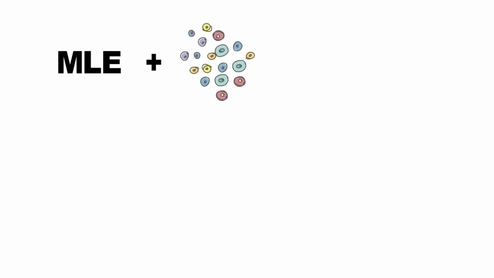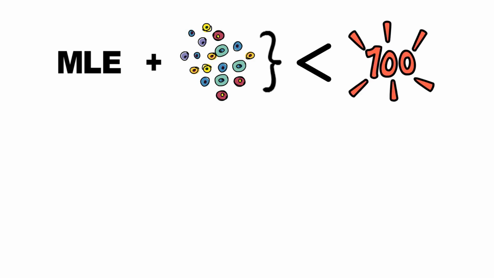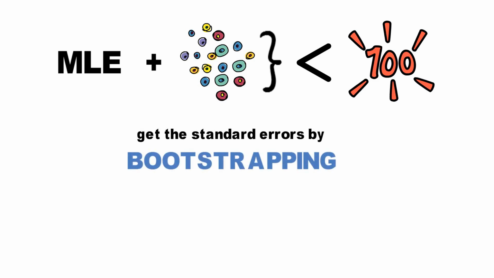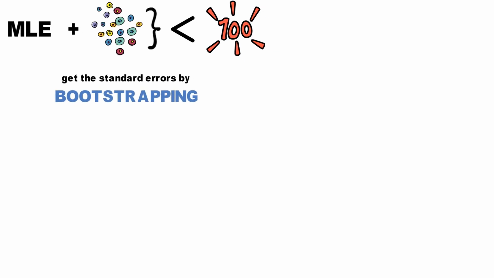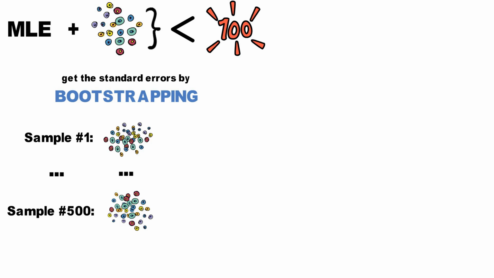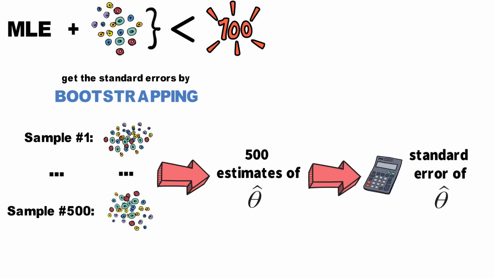And now let me complete with a final note. If you apply maximum likelihood on a sample of less than 100 observations, you could try to get the standard errors by bootstrapping. The idea would be as follows. Assume we want to obtain a bootstrap estimate of the standard error of our theta estimate. Now suppose we have 500 random samples from the population. From that, we could get 500 different estimates of theta hat and calculate the standard error of theta hat as the standard deviation of these 500 estimates.